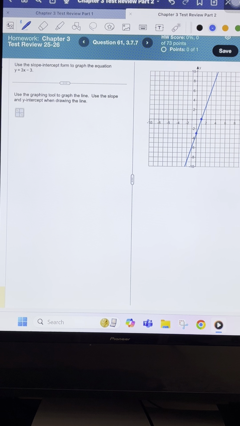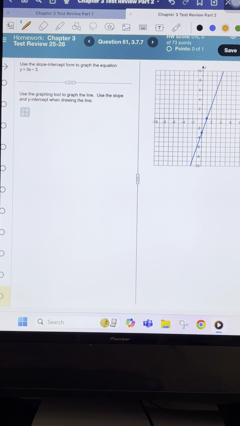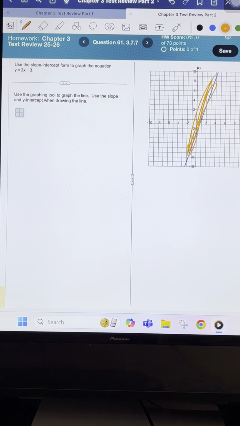Okay. Use the slope-intercept form to graph the equation. So remember how whenever I do this, I always put show me the answer. So on your exam, you won't have this line, but let's just pretend it's not there. I think we should all know how to graph by now.